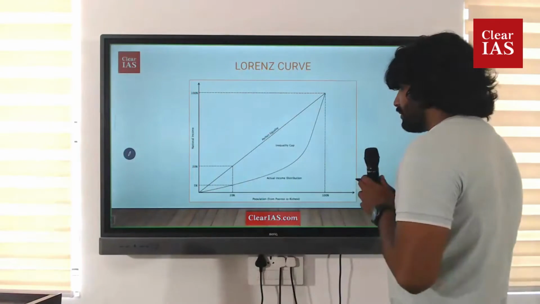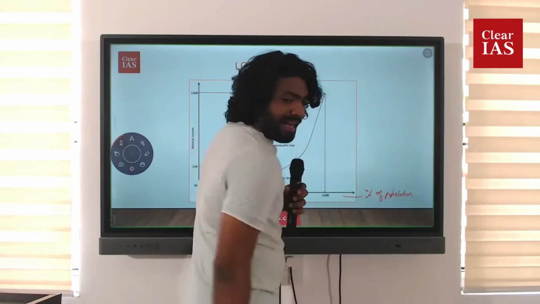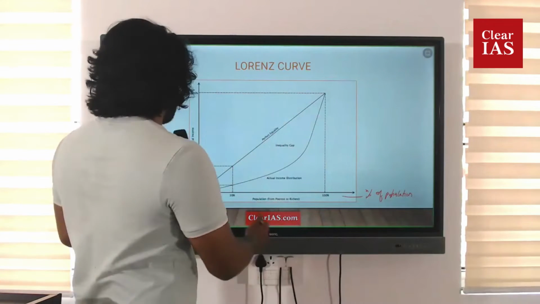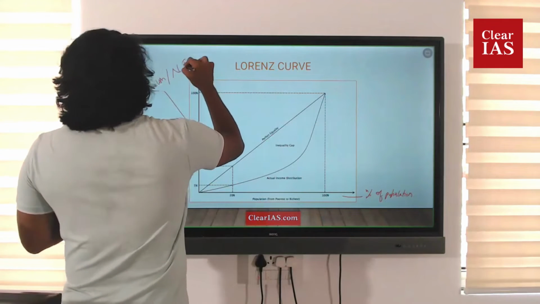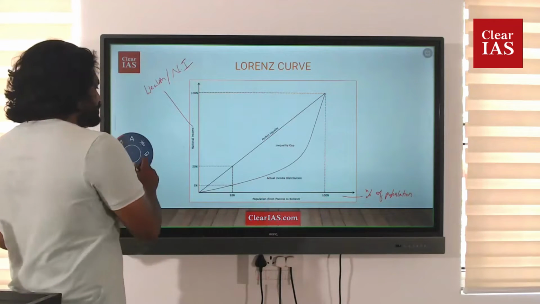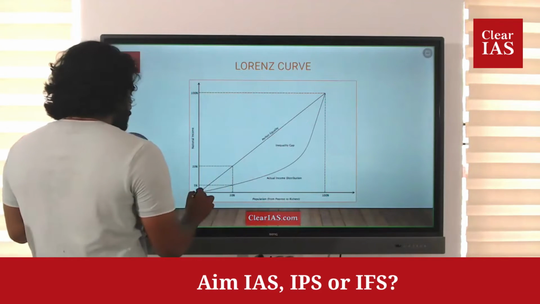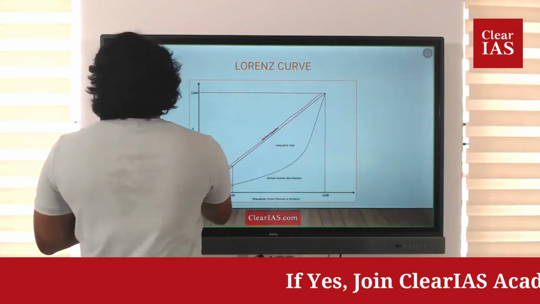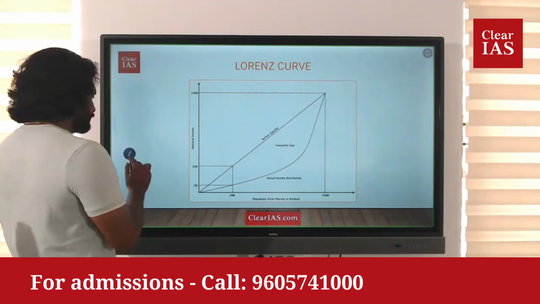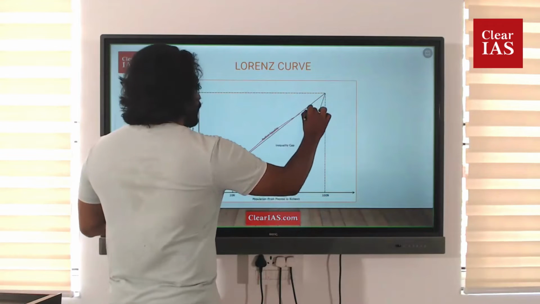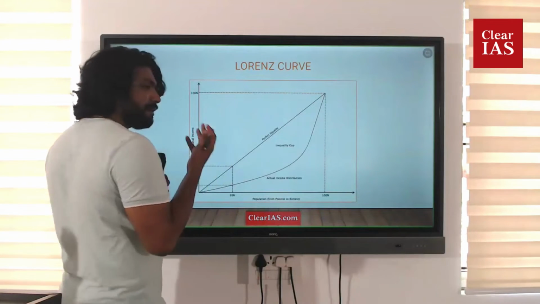This is the Lorenz curve. On the x-axis we have percentage of population, and on the y-axis we have wealth or national income. This is a hypothetical line that represents perfect equality. If you look at this graph, it is a straight line at a 45 degree angle, which represents perfect equality.